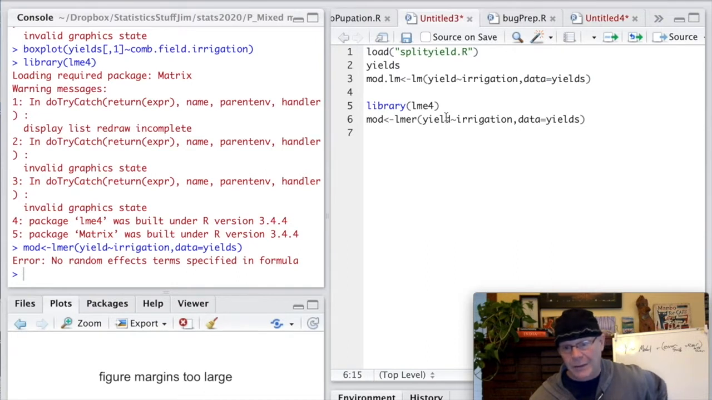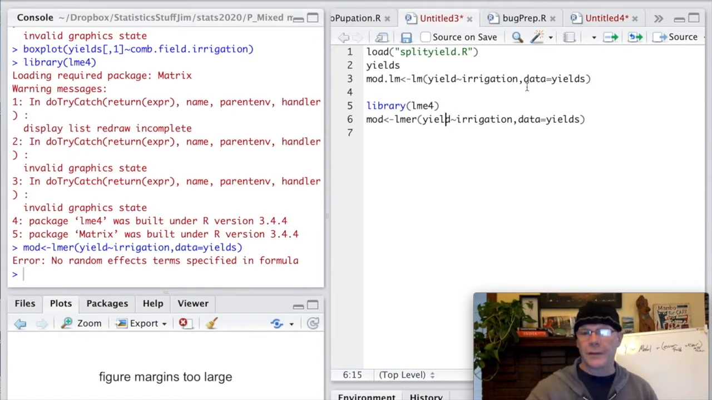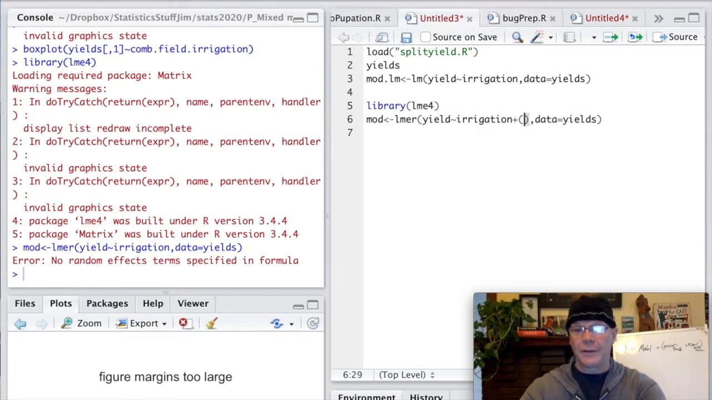Because we know that alphabetically control is going to come before irrigation. And what we're going to do then is think that each field has its own baseline. So that way, when we generate a parameter to think about the effect of irrigation, we can think about it as all being scaled or relative to a different intercept for each field. And how we do this in the lme4 package is we tell it that we want each field to have its own intercept. And we do that by saying 1 pipe field.